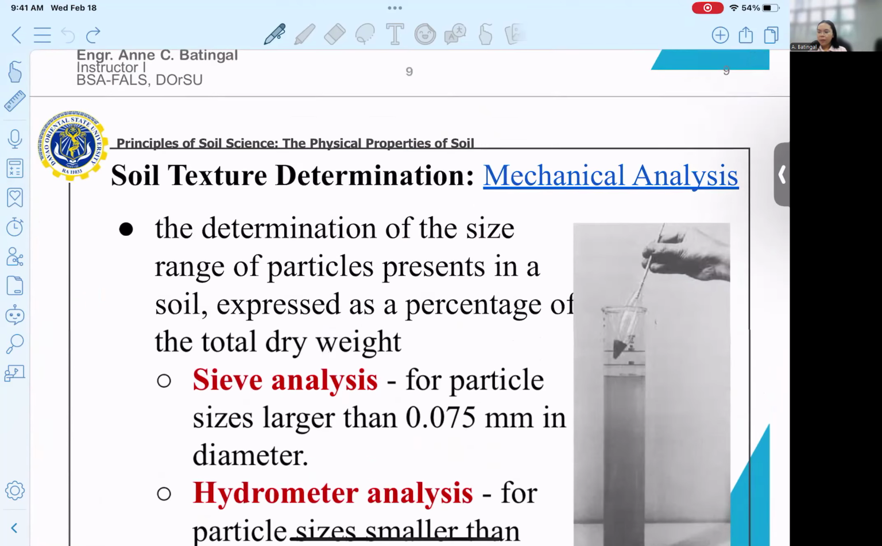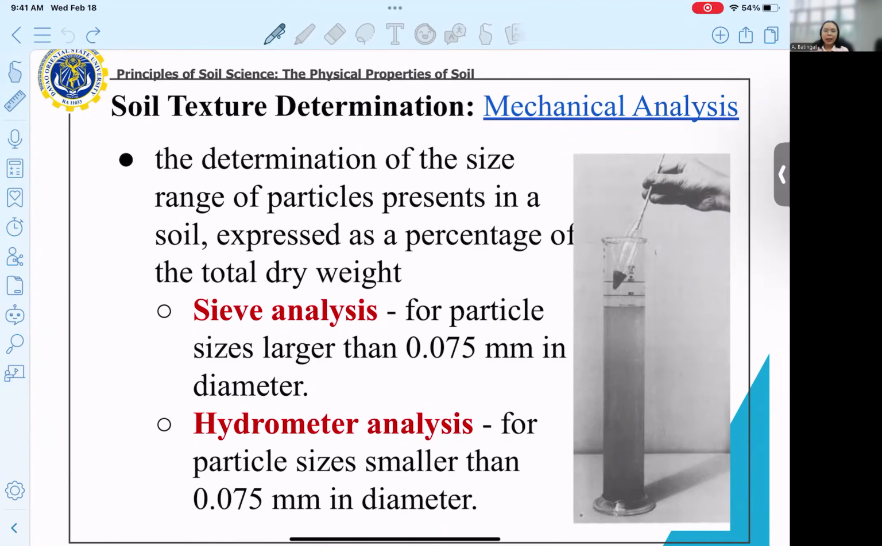We also have mechanical analysis. In terms of mechanical analysis, it requires laboratory equipment. Same as the previous roll and feel methods, you get a soil sample from the field. However, you bring your soil sample to the laboratory for analysis. Mechanical analysis determines the size range of particles present in a soil, expressed as a percentage of the total dry weight. You have two methods: sieve analysis and hydrometer analysis.